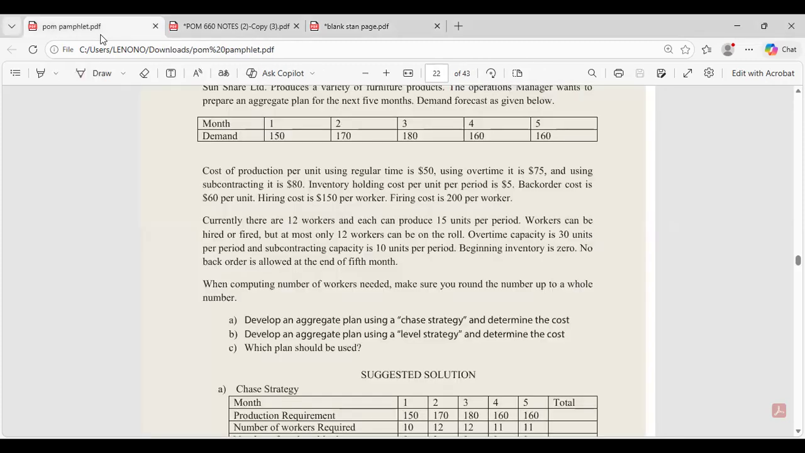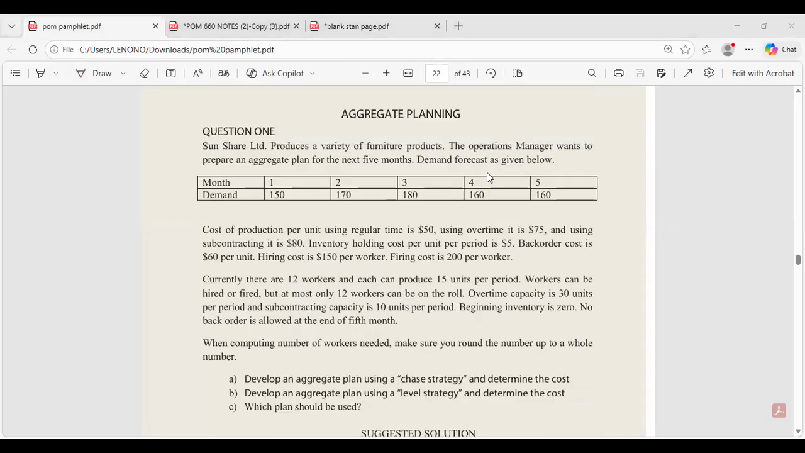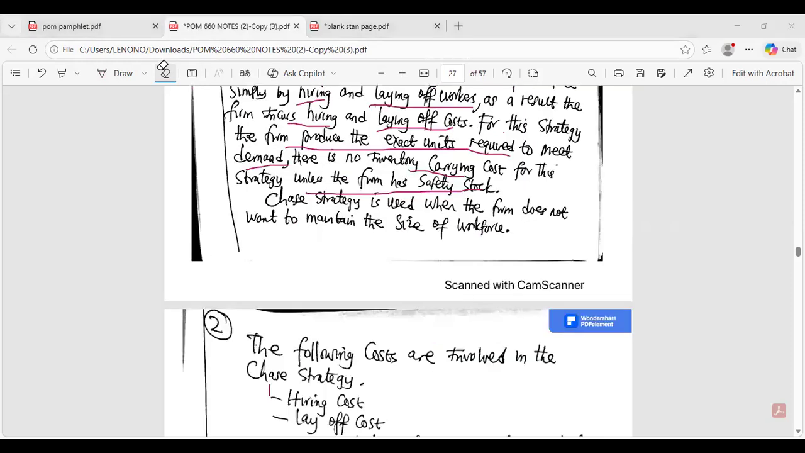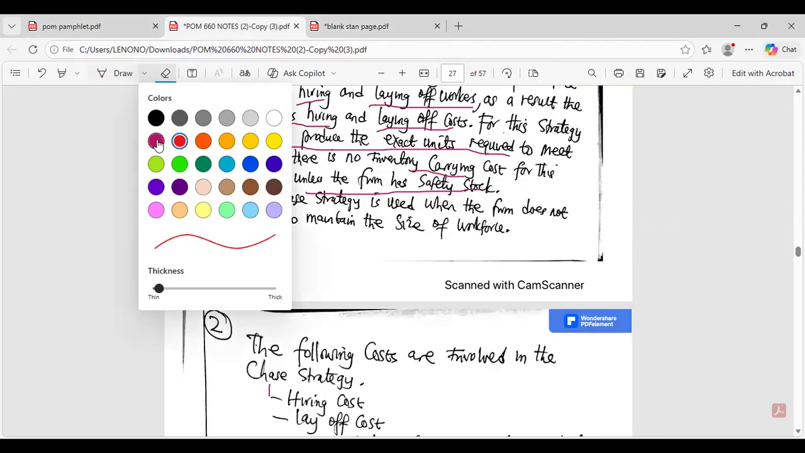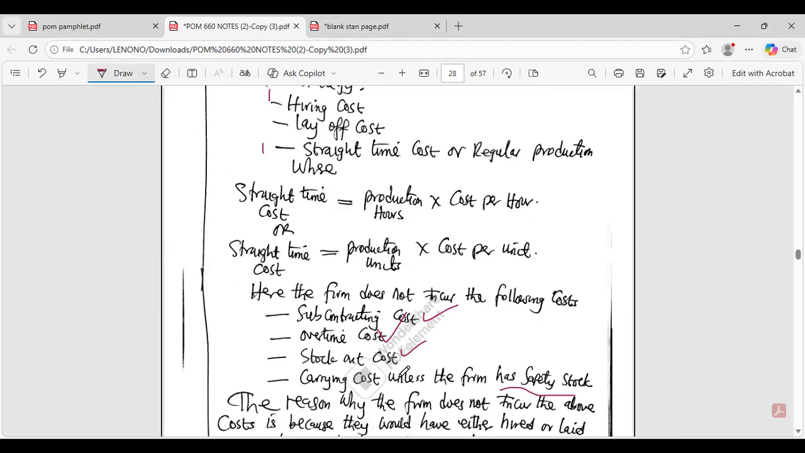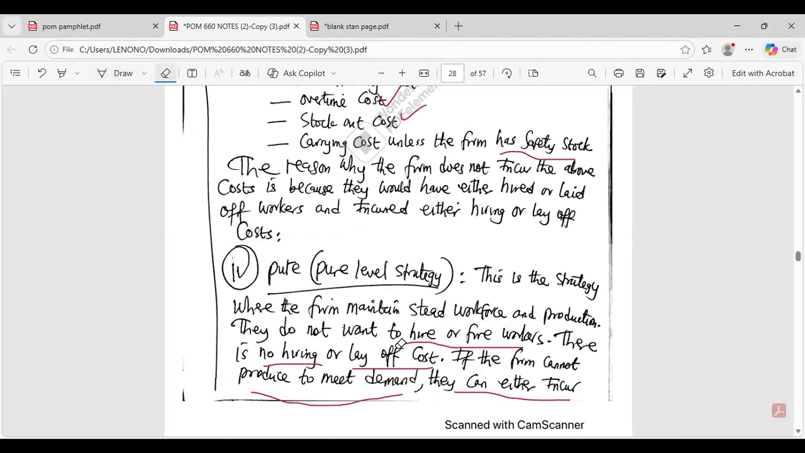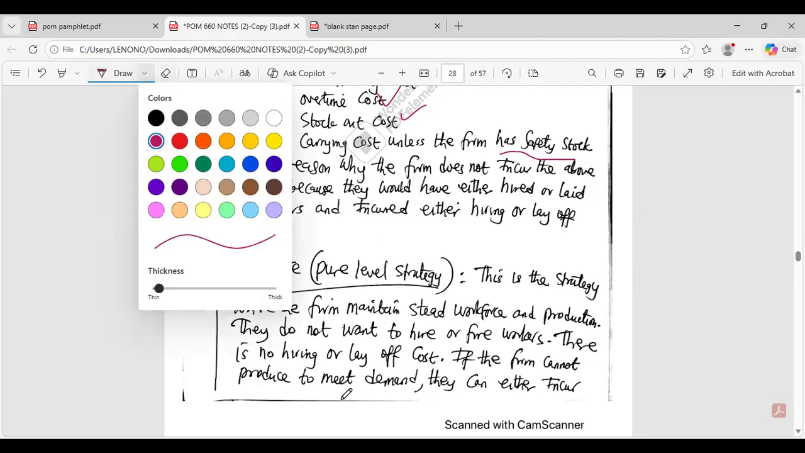The question from the pamphlet is on this one. You can read the question for us so that we see what is going to happen here. Now, before anything else, I need to emphasize that for the two strategies, the level strategy, okay? Have you understood what the level strategy is all about? What does level strategy imply?